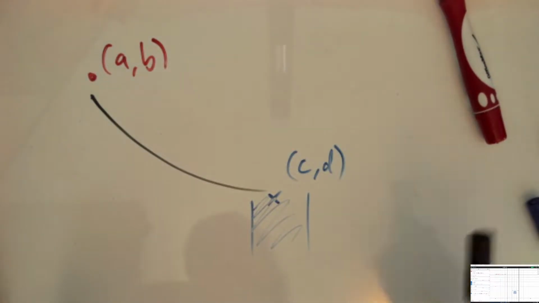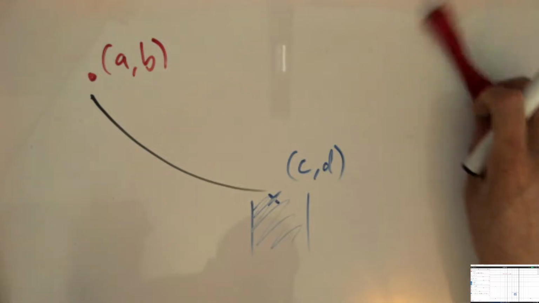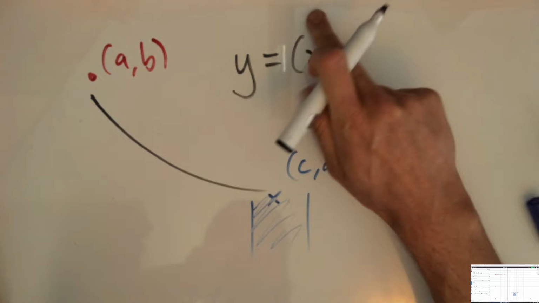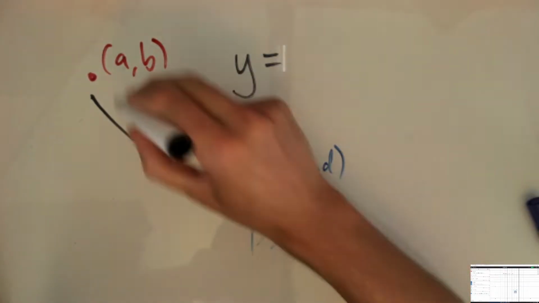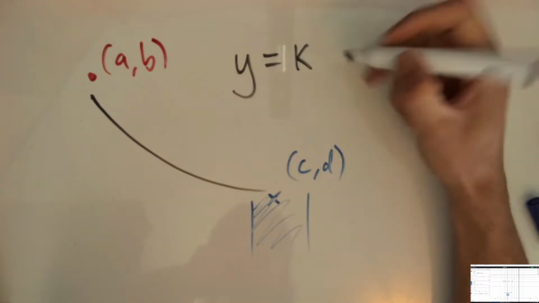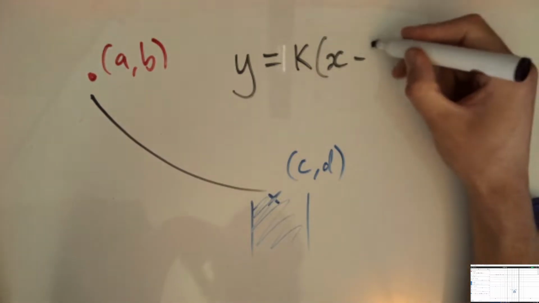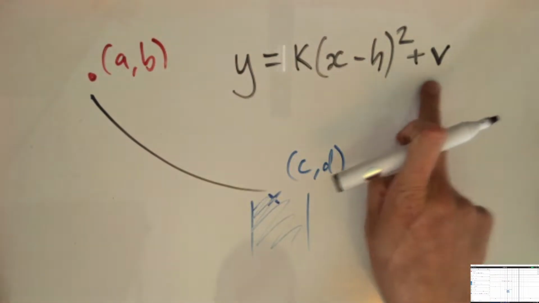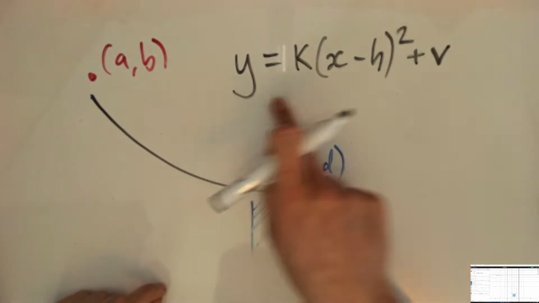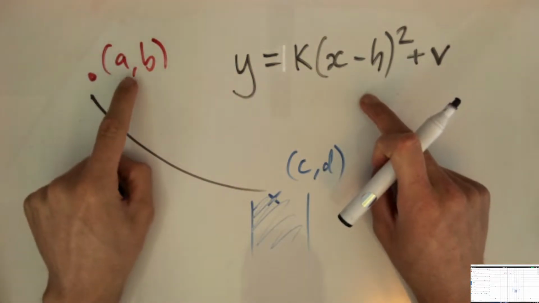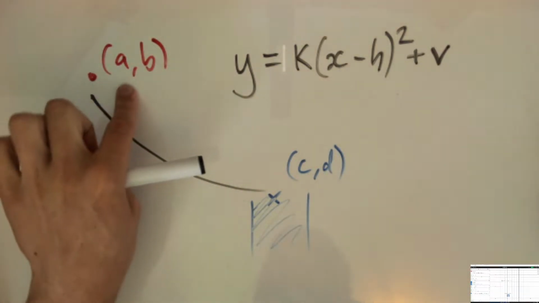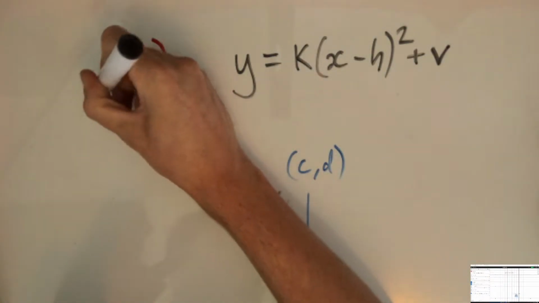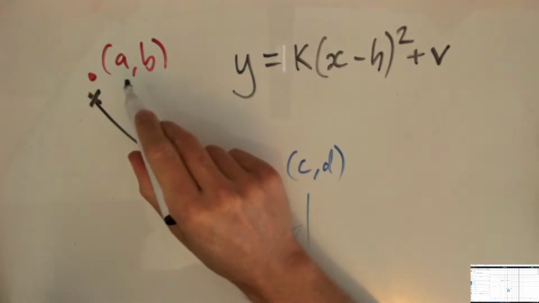So what we're going to do is try and make this parabola, and the parabola is going to follow the same rules. It's still going to be y equals, and I can't use a because a is already taken, k(x minus h) squared plus v. Right? So we're going to have to find a parabola that matches this, but I don't want to use that as a coordinate. I want to make a new coordinate down here, right?